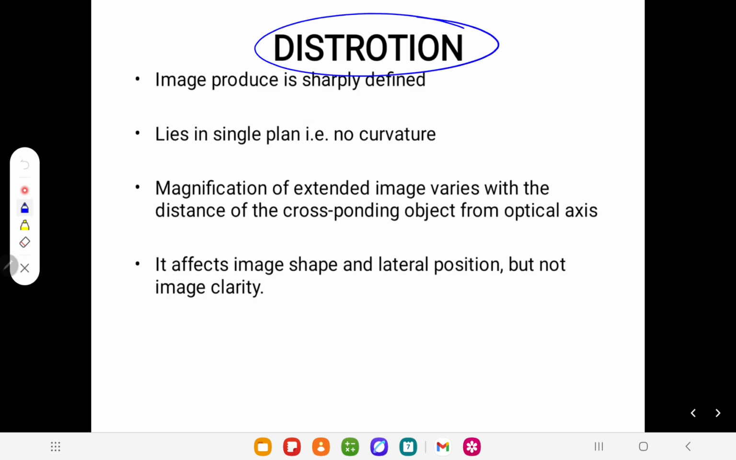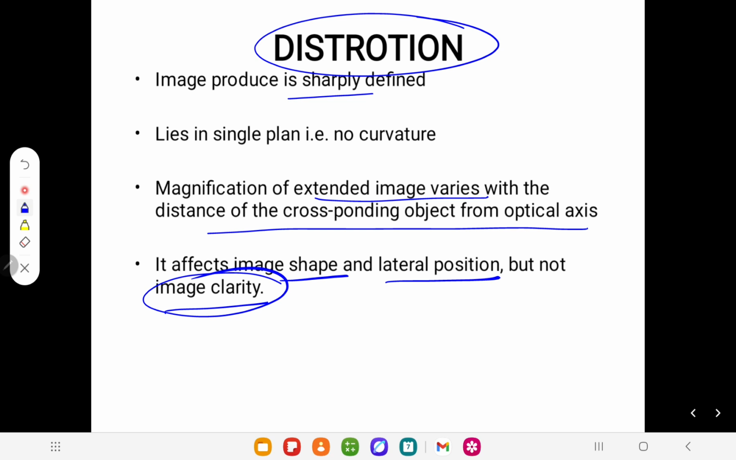So finally, distortion, which is a very major problem in case of spectacle glass, in case of low vision, and all those things, where distortion never ever creates a problem with sharpness. Image is sharp, but magnification differs. So magnification of the extended image varies with the distance across, and that's why it creates this altered shape image and lateral position, but not image clarity. Image clarity is always clear. Okay, just remember this. Image is always clear.